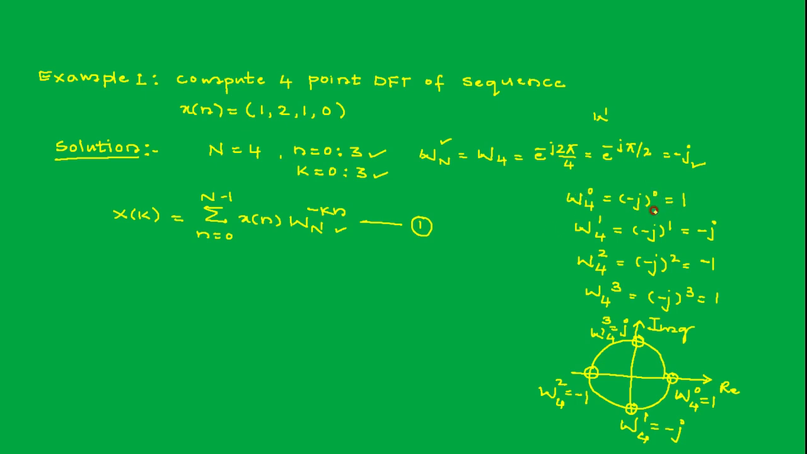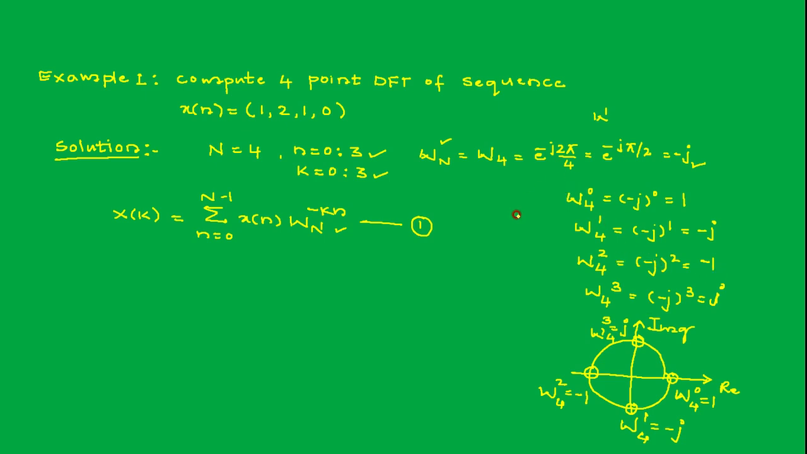W4 raised to 0 is minus j raised to 0, and anything raised to 0 is 1. Then W4 raised to 1 is minus j. W4 raised to 2 is minus j squared, which is equal to minus 1, because minus j into minus j is minus 1. W4 raised to 3 is minus j cubed, which is equal to, not 1, but j. So I will make a change here: this is j.